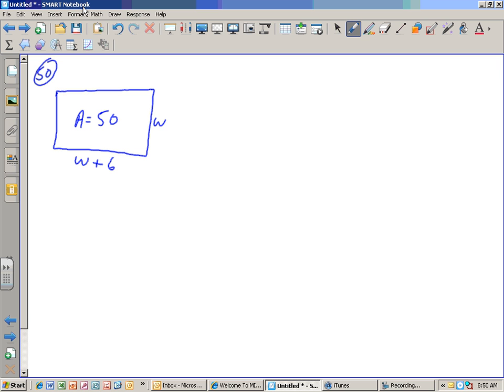And how do we find area? Length times width. So W times W plus 6, that's length times width, equals 50. Distribute the W. W squared plus 6W. Let's subtract 50 from both sides. Where does that equal? 0. It doesn't factor. That's the easiest thing to do. It's factor, but it doesn't factor. So I need to complete the square.